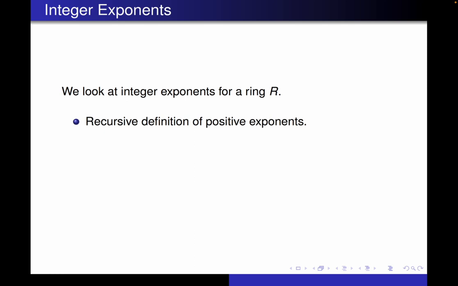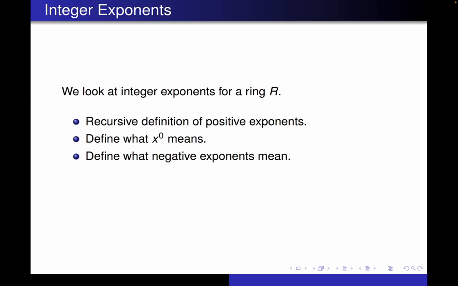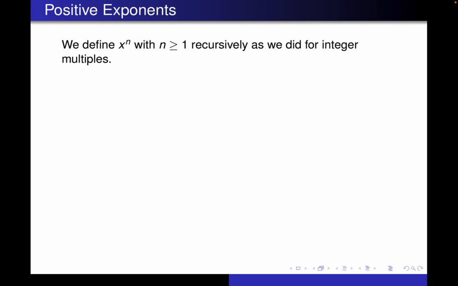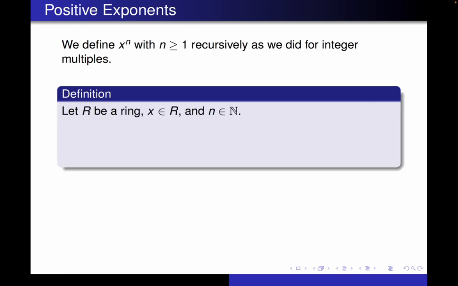We're first going to get a recursive definition of positive exponents, very similar to what we did for positive multiples by integers. We're going to define what x to the 0 means, and then we're going to define what negative exponents mean, and then we're finally going to use that to prove a theorem. So let's see if we can define x to the n with n greater than or equal to 1. In other words, n is a natural number, recursively, similarly as we did for integer multiples, and we're going to be drawing very heavily upon our intuition about how exponents work.